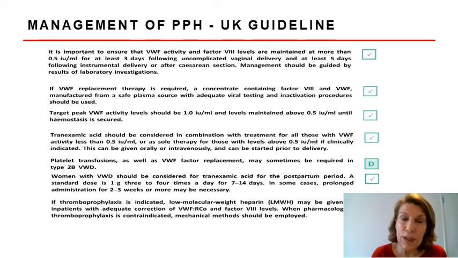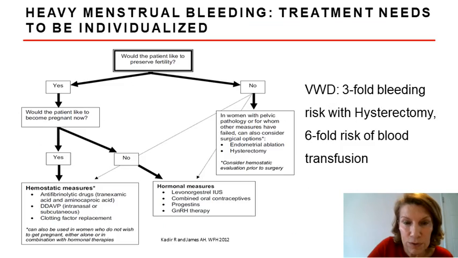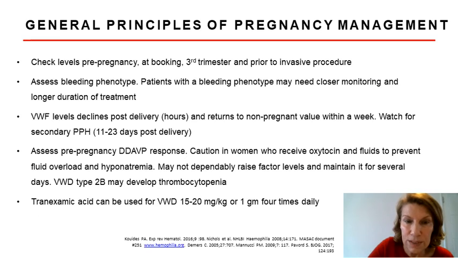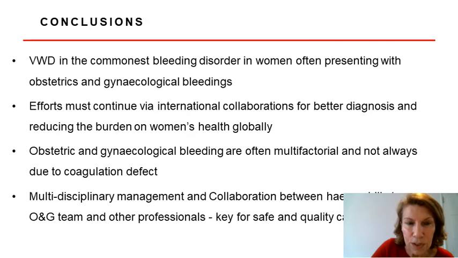And when we're giving the factor concentrate, there is no clear evidence what is the best level to achieve in these women, but certainly most people agree that we have to achieve a level of 100 and maintain the lowest level above 50 until the hemostasis is secured, usually about 3 to 5 days, depending on mode of delivery. And also we have to always give tranexamic acid as an adjuvant therapy, because that will further improve the hemostasis and reduces the need for factor concentrate.